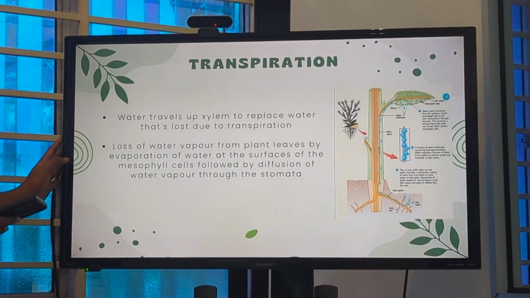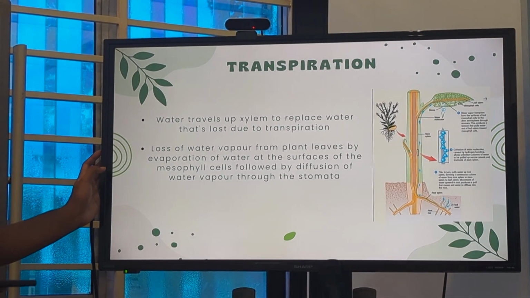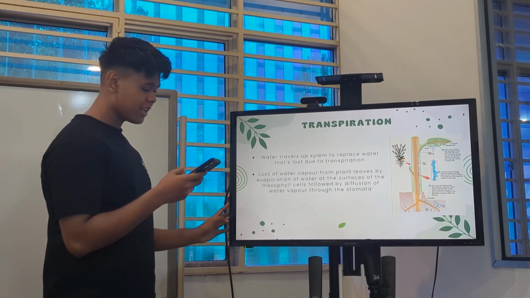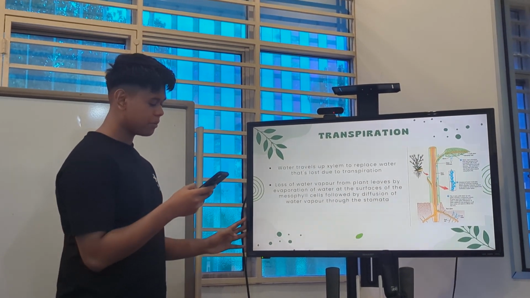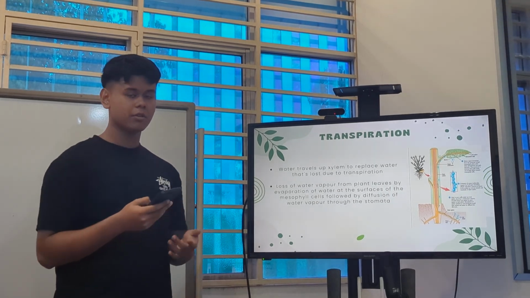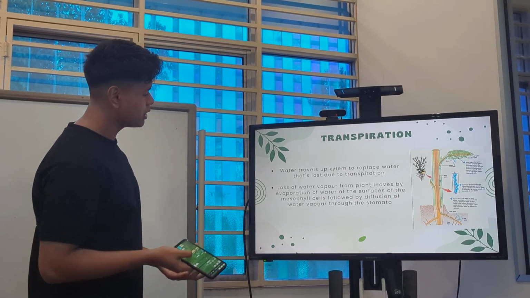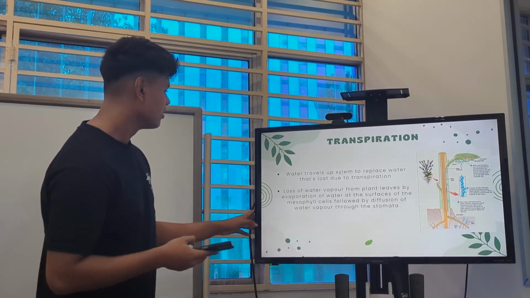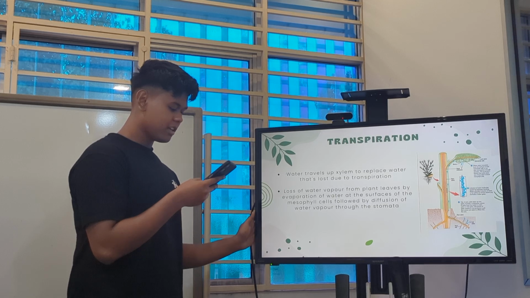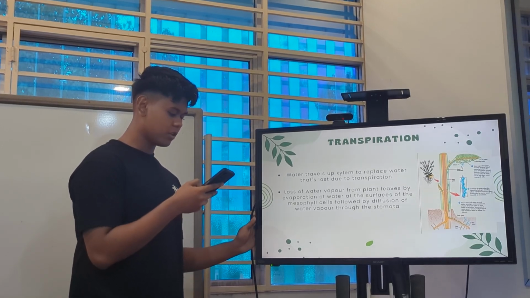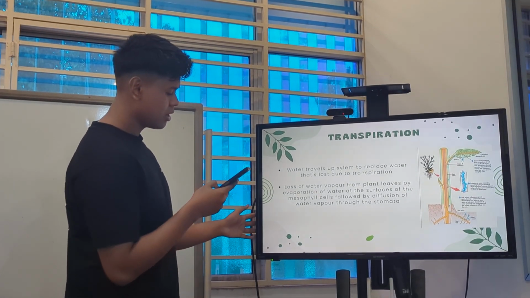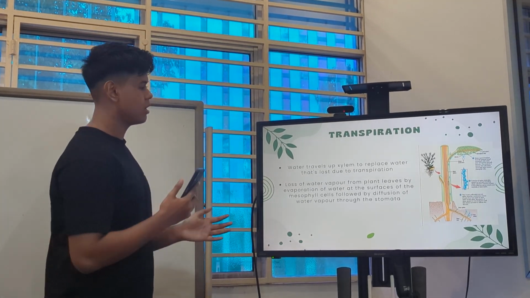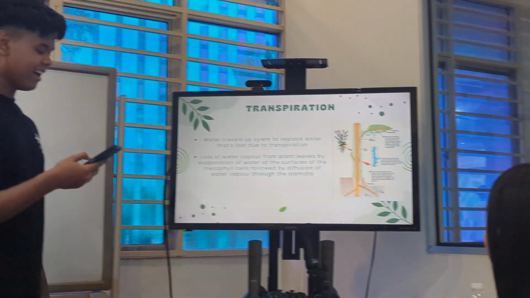Transpiration. The water travels up the xylem to replace water that is lost due to transpiration. What is transpiration? Transpiration is defined as the loss of water vapor from plant leaves by evaporation. So whatever water is lost by evaporation, transpiration will get it. So from plant leaves by evaporation of water at the surfaces of the mesophyll cells. It is also followed by the diffusion of water vapor through the stomata. Next.